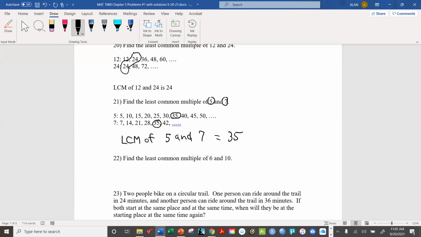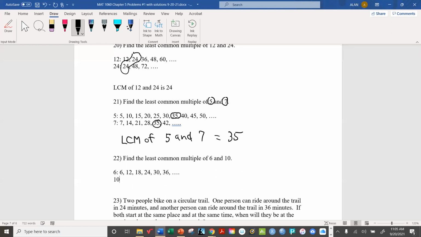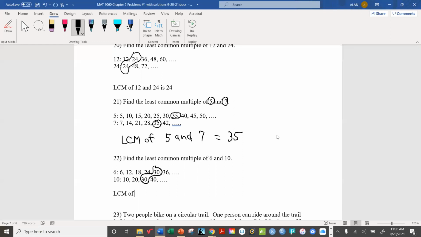So anyway, let's look at these multiples. Oops. Uh-oh, what did I do? 6, 12, 18, 24, 30. No, that's right. Okay, and then 10. Oh, I think we have a winner. It looks to me like 30 is the least common multiple. All right, so it happened to be 30 this time.